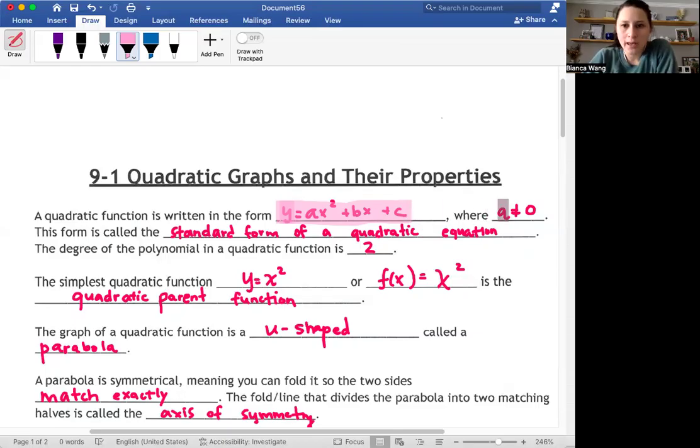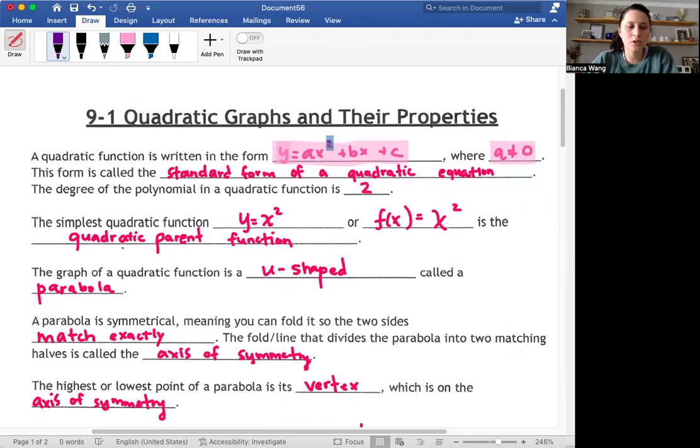In this equation, a does not equal 0, because if 0 was in place of a, there would be no first term, right? 0 times x would just be 0. This form is called the standard form of a quadratic equation. The degree of the polynomial in a quadratic function is 2. We talked about that in chapter 7, where you can look at the degree of an equation. And we know this is called a quadratic because there is a degree of 2.